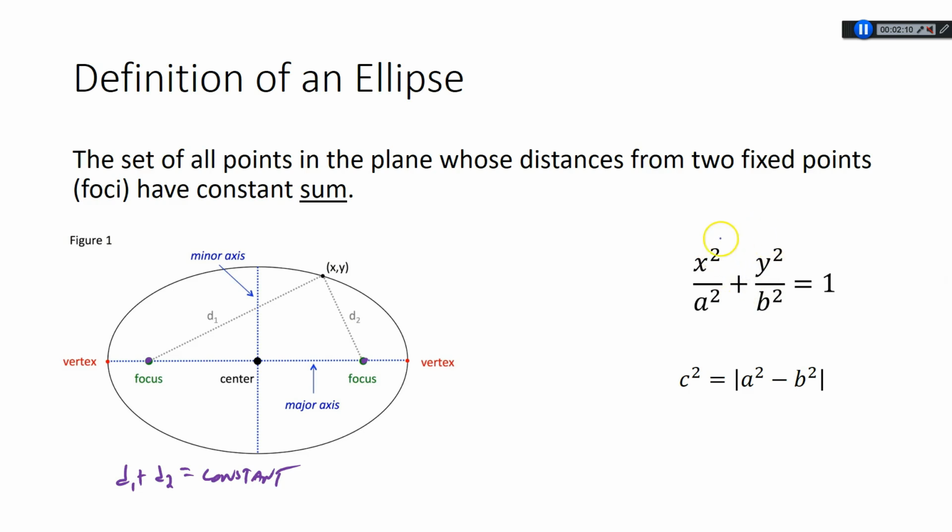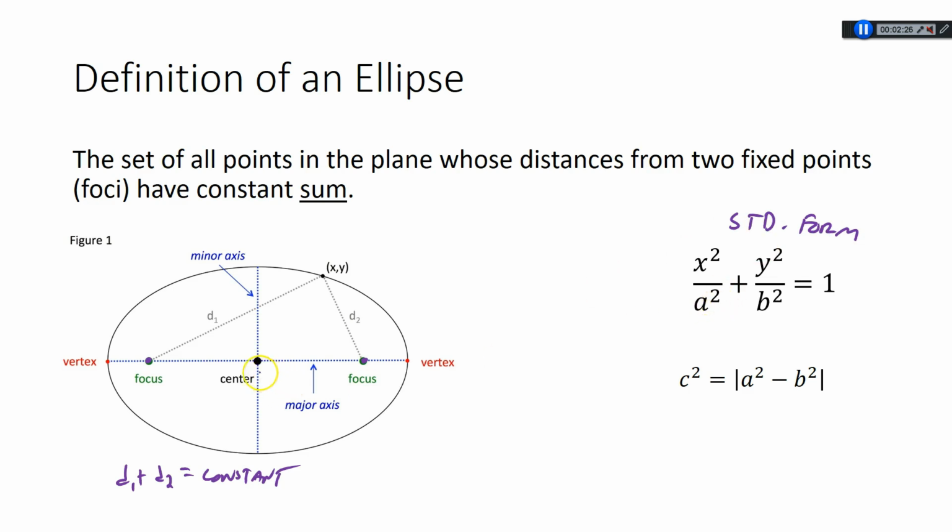That, of course, means it doesn't matter what order you write these. It could be y squared over b squared plus x squared over a squared, or the way that it is right now, and it's equal to 1. So this is what's called standard form for an ellipse. Standard form. And we'll talk about the c in a second. But first, I want to talk about what these letters are.